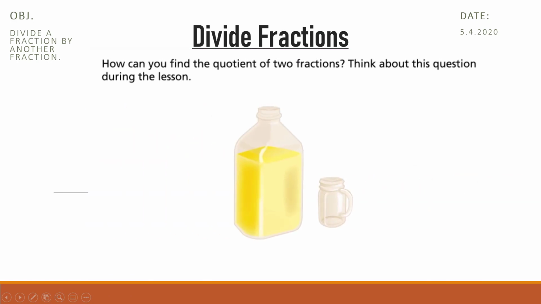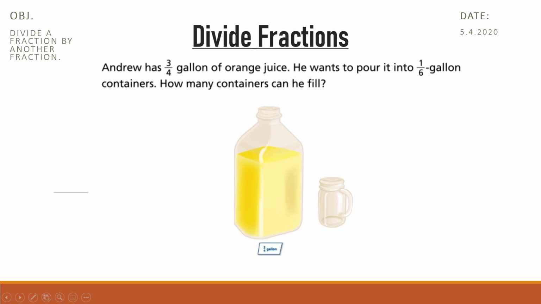How can you find the quotient of two fractions? Think about this question during the lesson. Andrew has 3/4 gallon of orange juice. He wants to pour it into 1/6 gallon containers. How many containers can he fill?